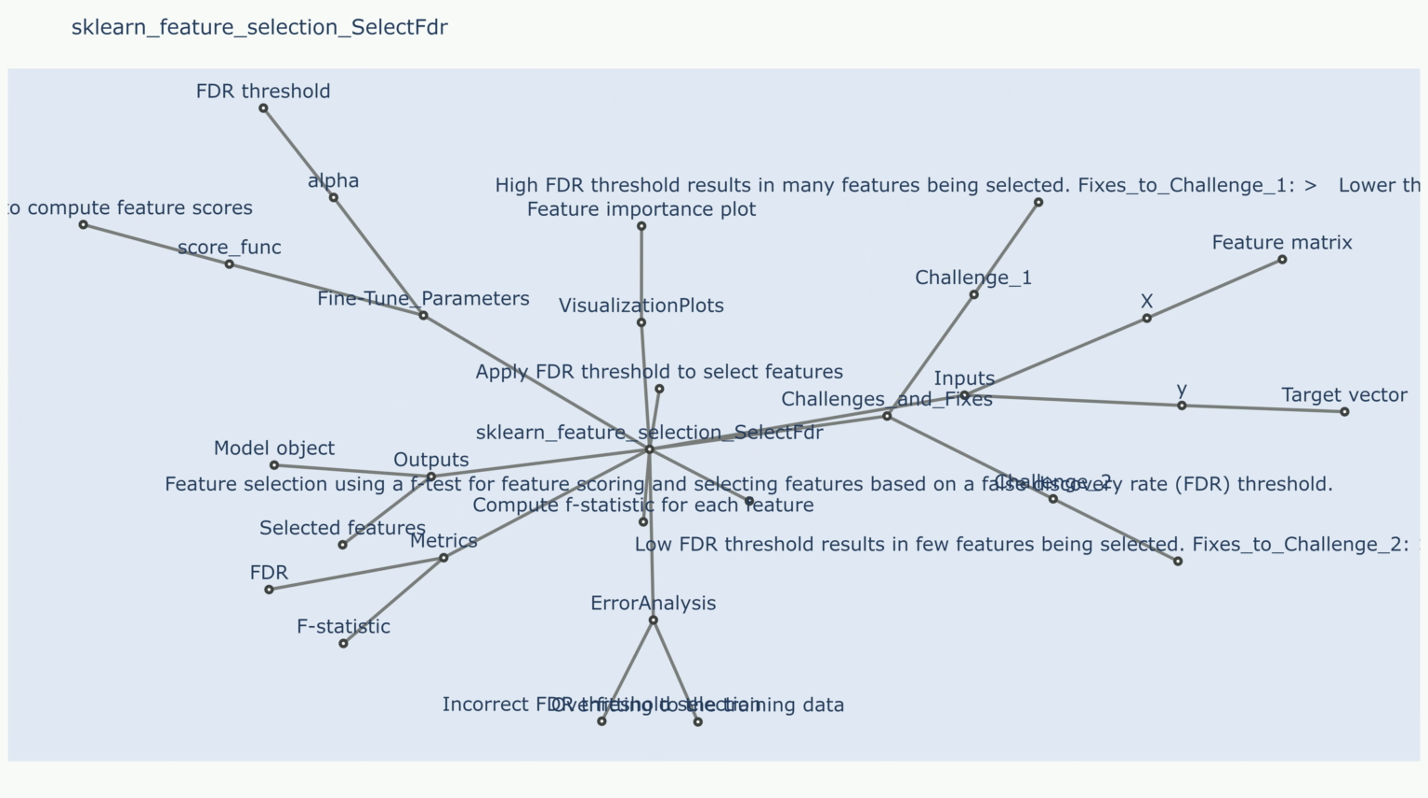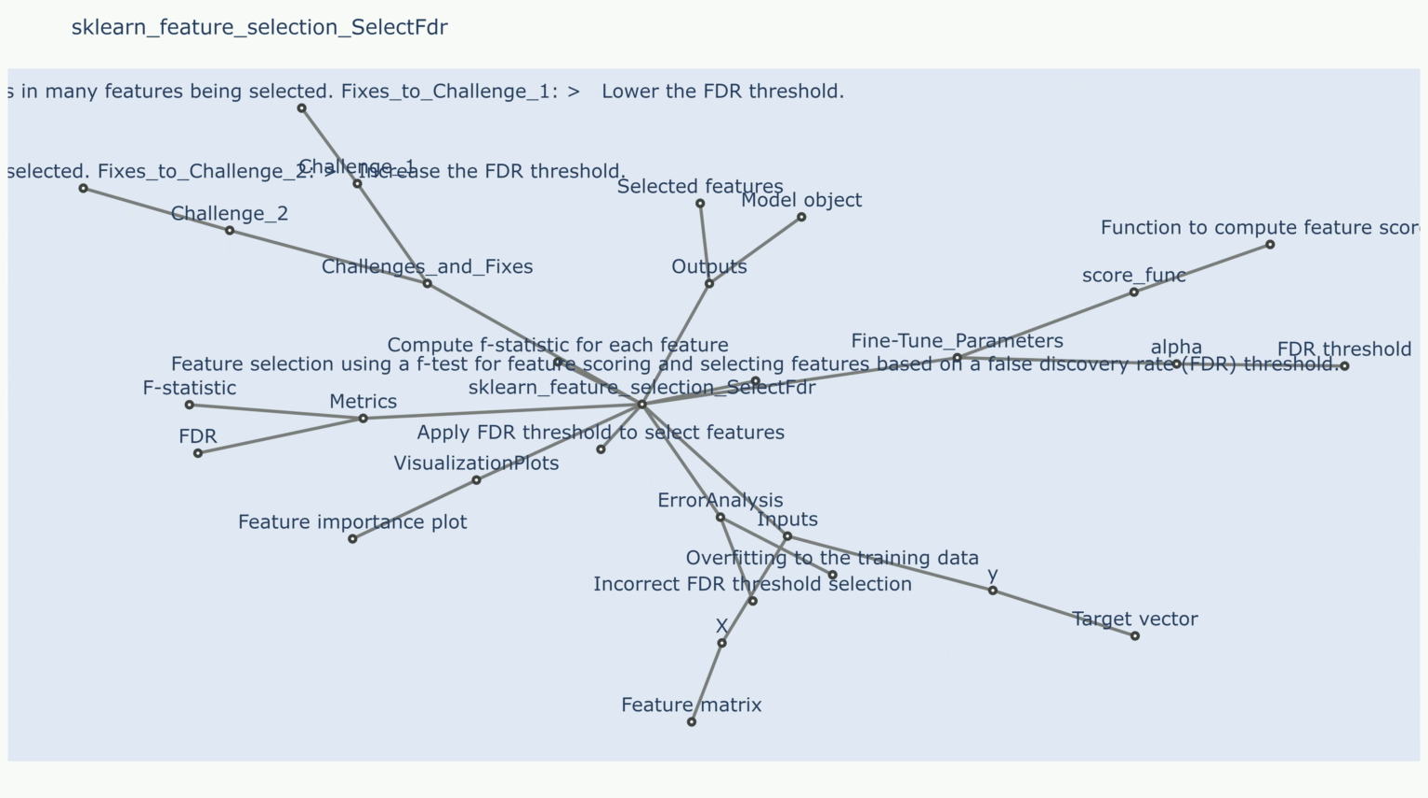Steps: calculate the p-values for each feature using f_classif or f_regression. Depending on the task, apply the Benjamini-Hochberg procedure to adjust the p-values for multiple comparisons. Select features with a p-value below the specified alpha threshold.